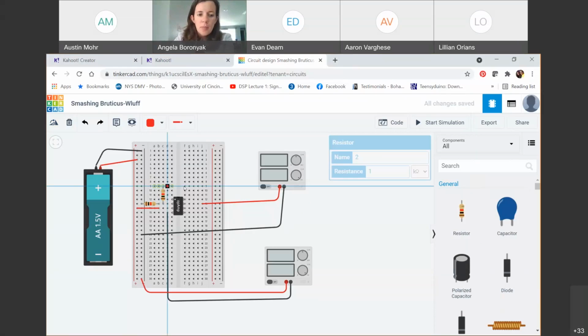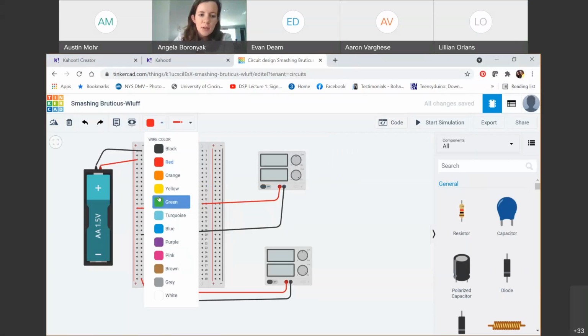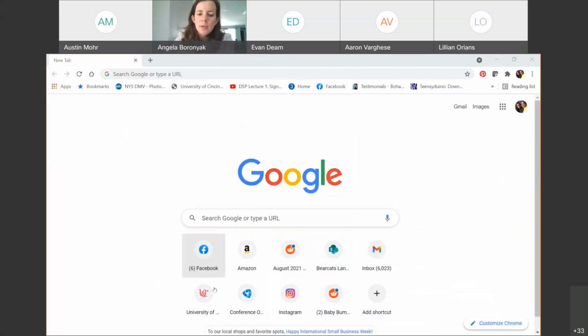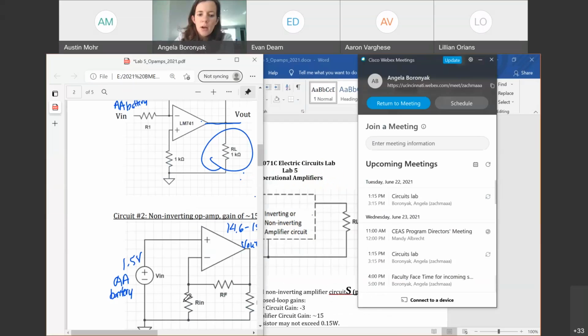Good, Brandon, the output of my op amp, which is this one here. I like him to be a different color since he's not really my positive or negative. You don't have to use a different color, I just like that. I've got RF, I've got RN.